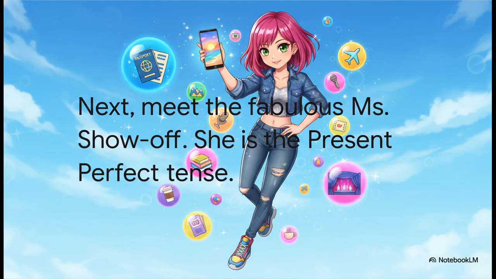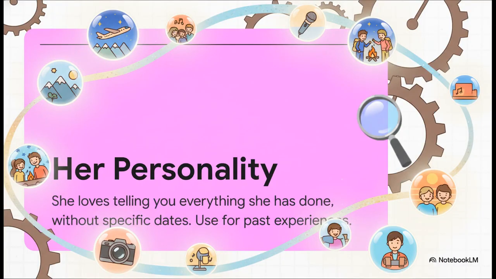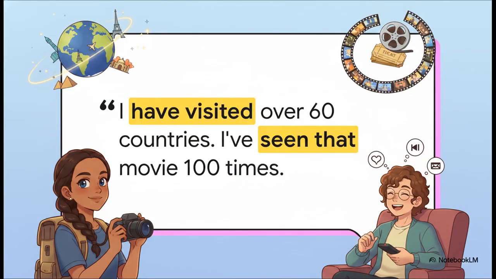All right, let's move on to someone a little more exciting. Meet Miss Show-Off. She is the perfect representative for the present perfect tense. Miss Show-Off is all about her life experiences. She just loves telling you about all the amazing things she's done. But here's the key: she won't give you a specific date. For her, the focus is on how those past experiences have made her who she is today. Just listen to her talk. I have visited over 60 countries. See? She's not saying when she did it. The experience itself is the important part. It's a past action that has relevance right now. So the next time you want to share a cool life experience, just channel your inner Miss Show-Off.